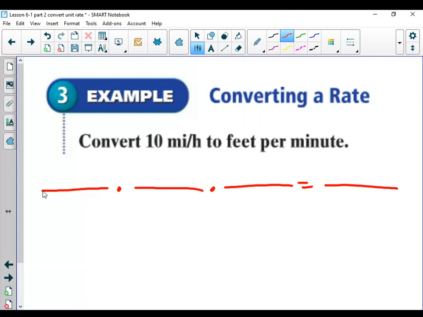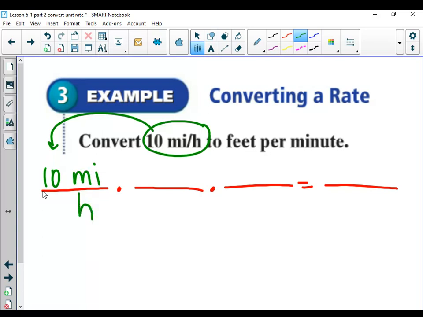Start by making 4 fraction bars across your paper. The first 3 we're going to multiply together, and then the last one is our answer. Take the information that you get in the problem and make that your first unit rate. And what does unit rate mean again? Correct, there is a 1 on the bottom.